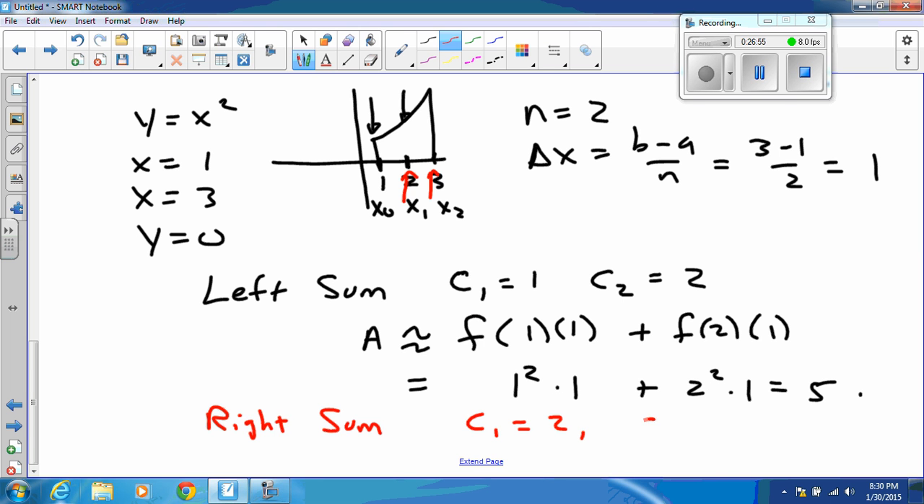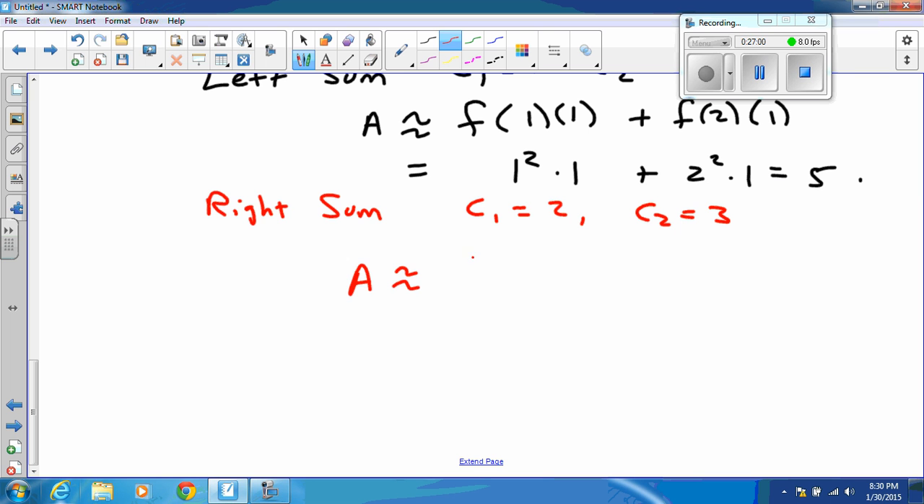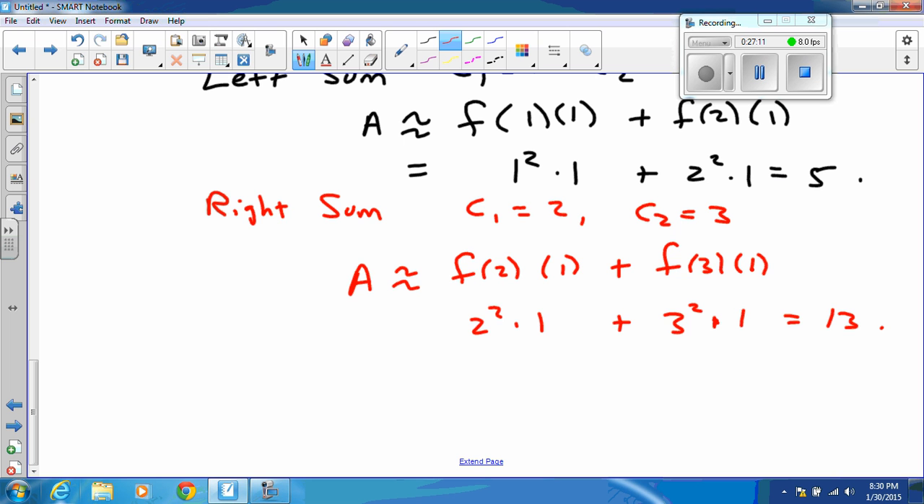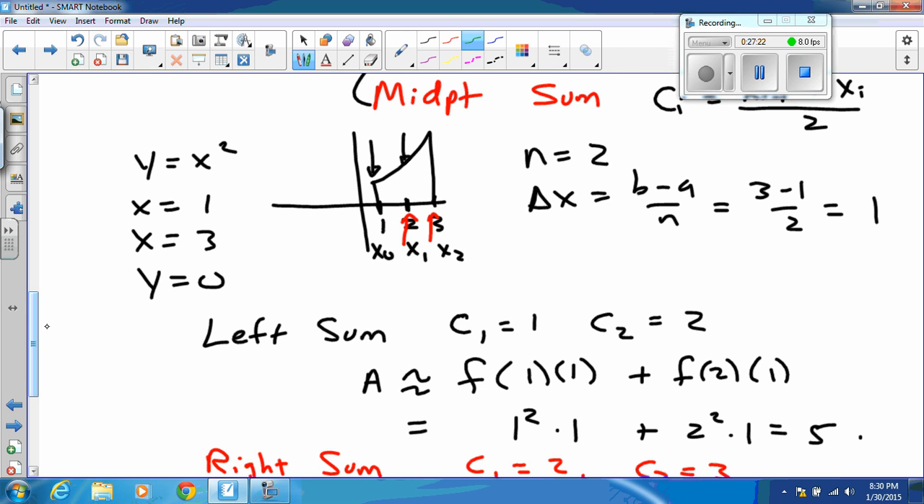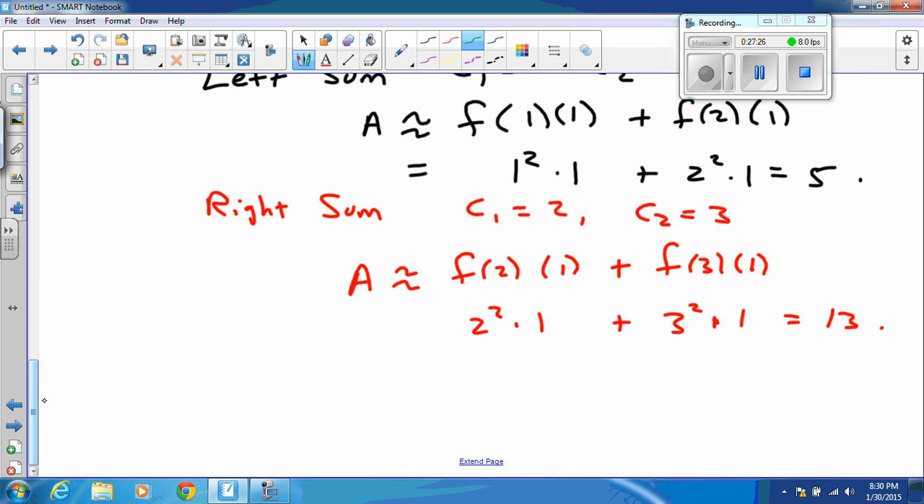If, on the other hand, I wanted to do a right sum, then I would choose the c's that are on the right, 2 and 3. So that my area would be approximately equal to f of 2 times delta x plus f of 3 times delta x, which is going to be 2 squared times 1 plus 3 squared times 1, which is equal to 13. And that is, again, way off because I only used 2 rectangles.